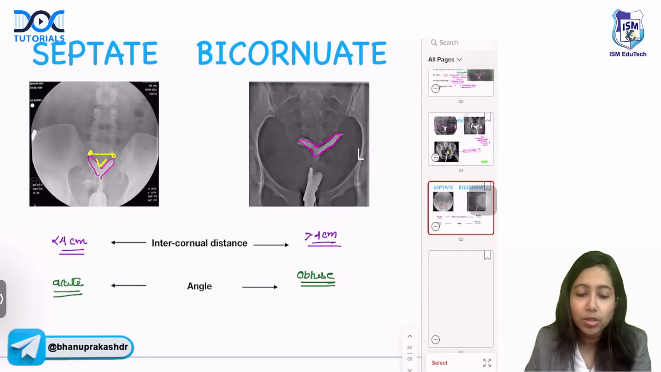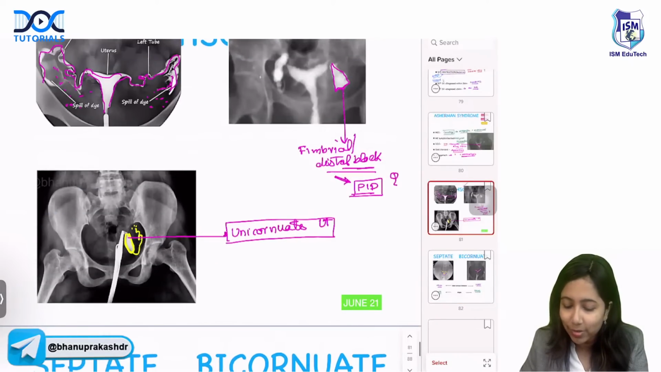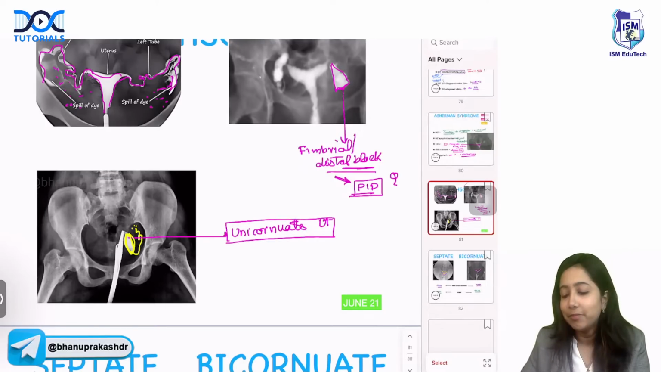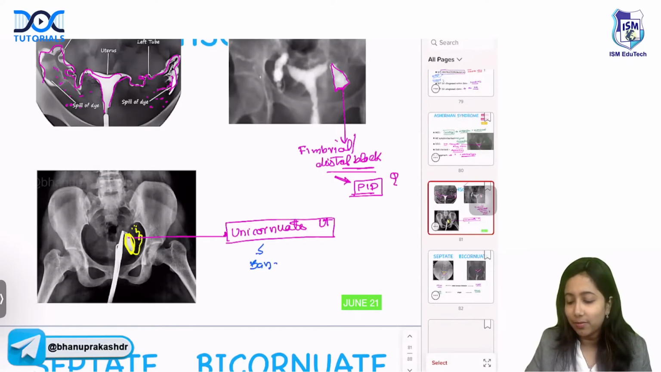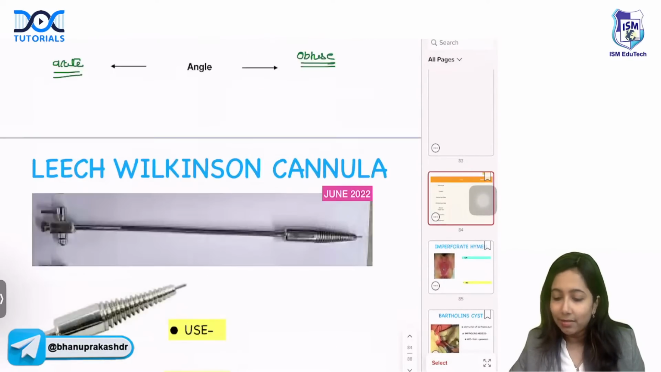Yes, banana uterus is also, the unicornuate is also known as banana uterus. It looks like a banana. Yes, you are right, aspiring doctor. Unicornuate can also be called banana uterus. Absolutely right. All right.